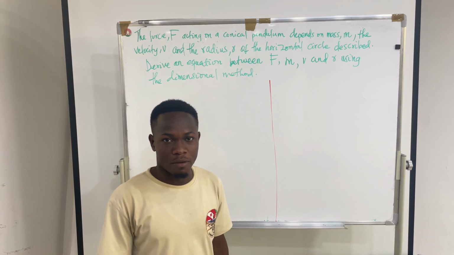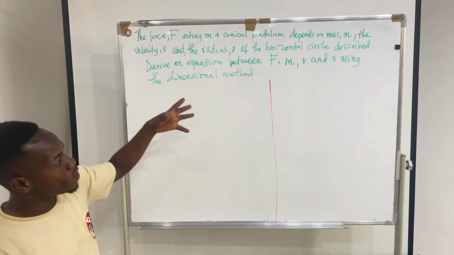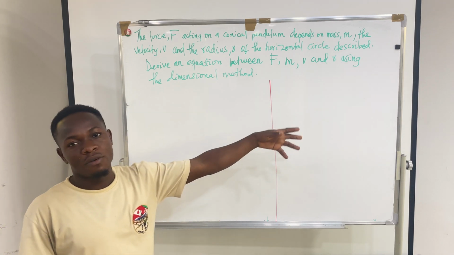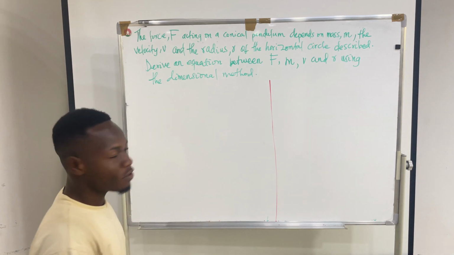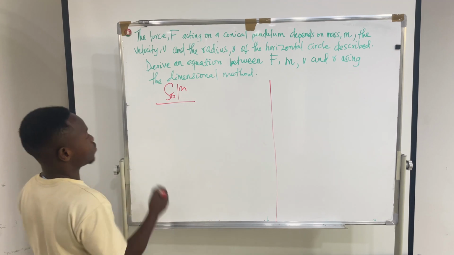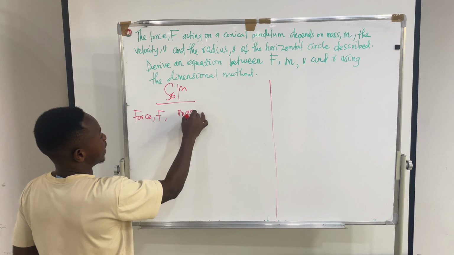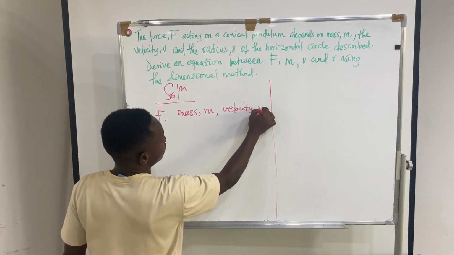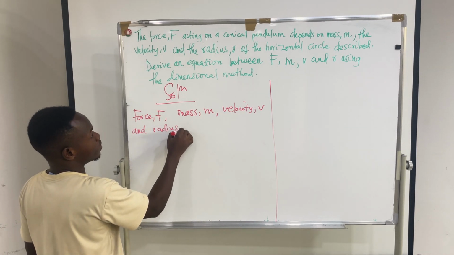So we are going to use dimensional analysis to find the relation between the force acting on a conical pendulum with mass, with velocity, and the radius that the conical pendulum describes. The first thing to do is to write our physical quantities. There is force F, there is mass m, there's velocity v, and there is radius r.